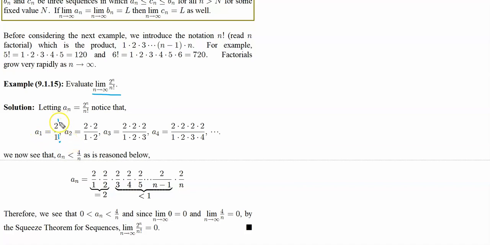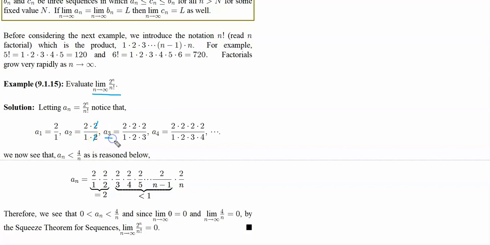Well, 2 to the first is just 2, and 1 factorial is just 1 times itself, so that's going to be 2 over 1. A sub 2 is going to be 2 squared, or 2 times 2, divided by 2 factorial, and 2 factorial is just 1 times 2. Okay, all right, well, that's fine. We actually see that these 2's cancel here, and you end up with 2 again.